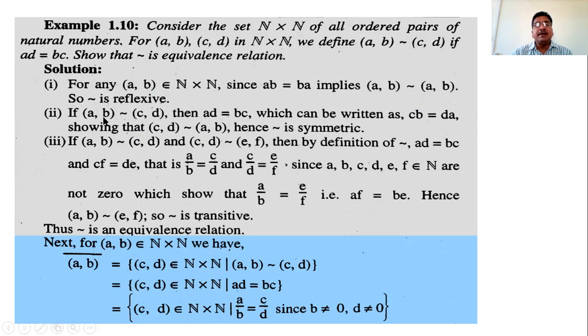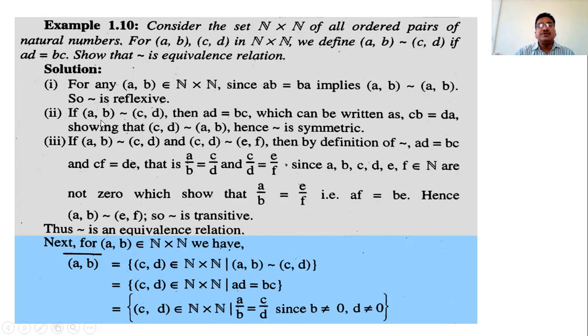When the relation is symmetric, if the first element is related to the second, then the second is also related to the first. So here are AB and CD, two elements such that AB is related to CD. One element is related to another element. Then AD is equal to BC, by using the given condition in the example.